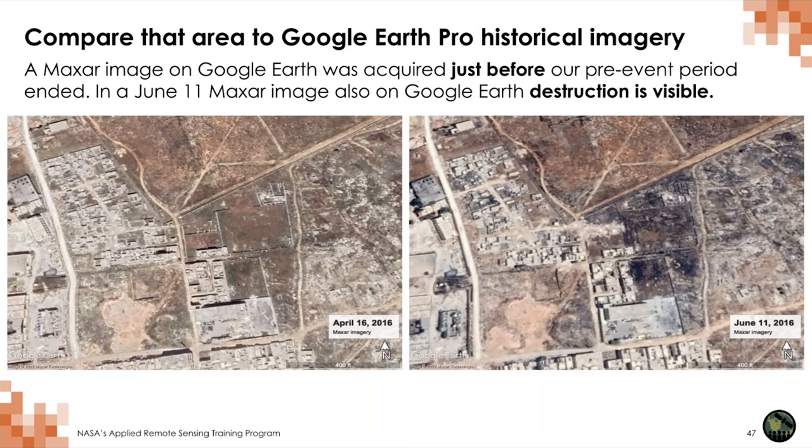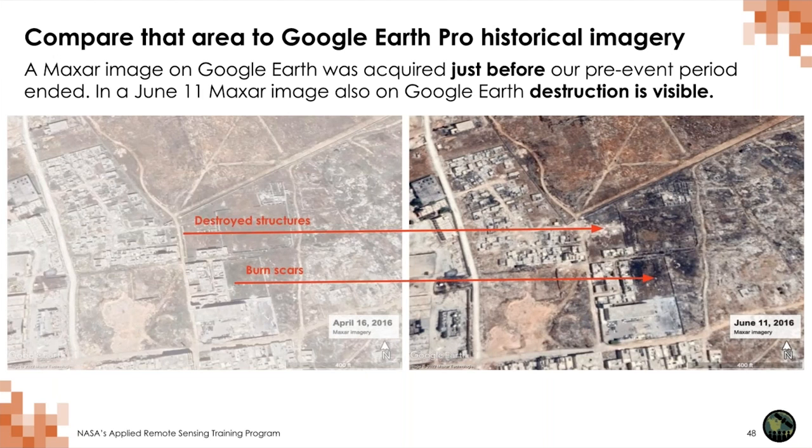So in this historical imagery over that region I was pointing to, there was Maxar data acquired on April 16th, 2016, which was just the day before our pre-event period ended. And then another image was acquired and made freely available on June 11th, which shows destruction visible in our image region. So it happened sometime after April 16th and by June 11th. But you can see that there were destroyed structures, there are burn scars, and the damage here is visible, it's evident. So our InSAR coherence data gave us a potential timing of some of that damage. Some of it at least happened during our event period.